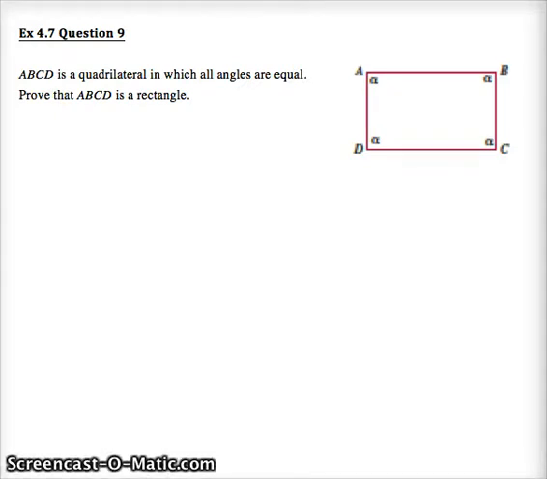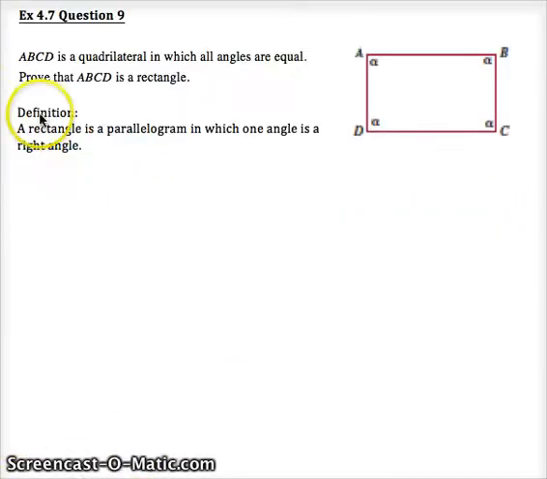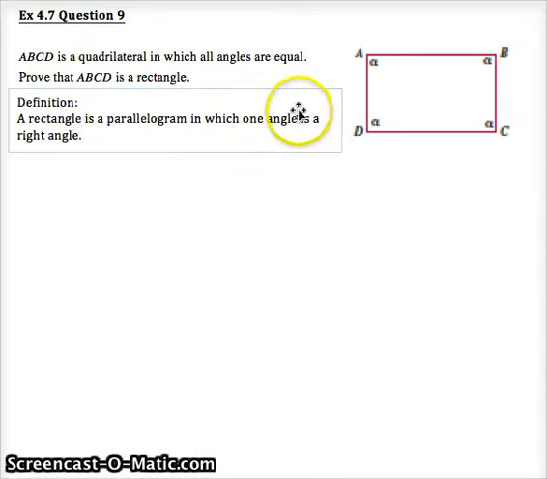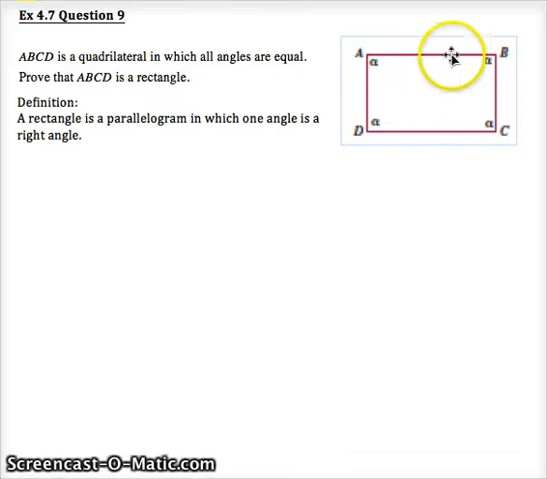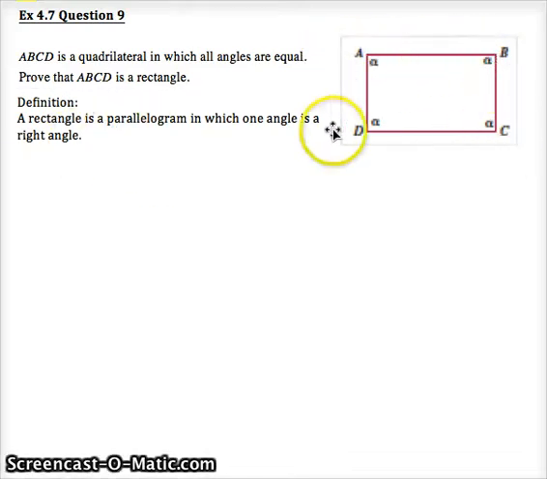Now, the definition for a rectangle is that a rectangle is a parallelogram in which one angle is a right angle. So I'll bring that definition in. So what we're going to have to do to prove that we have a rectangle here is to prove that one of these angles is a right angle, and we need to prove that this quadrilateral is in fact a parallelogram. Okay, we'll start with what we've been given, that ABCD is a quadrilateral, which is a four-sided shape.